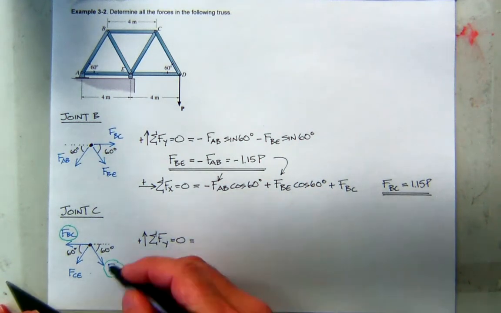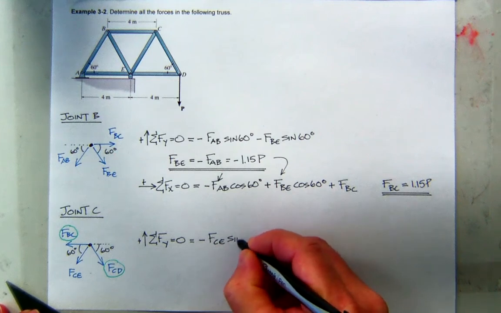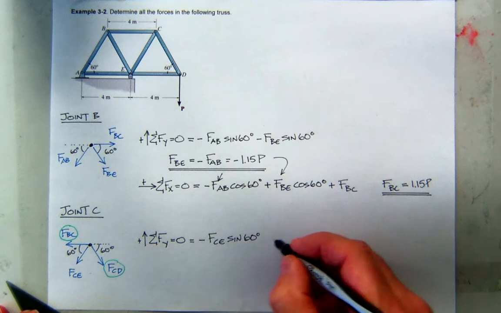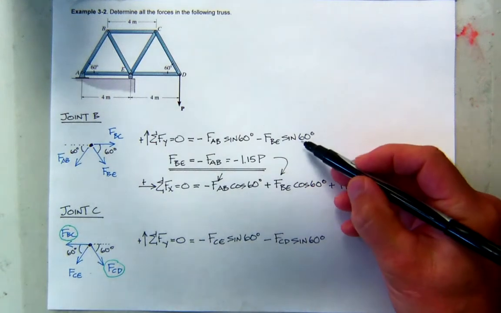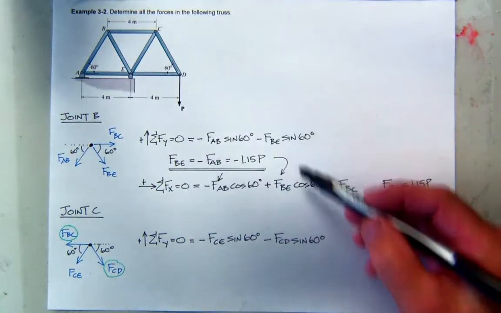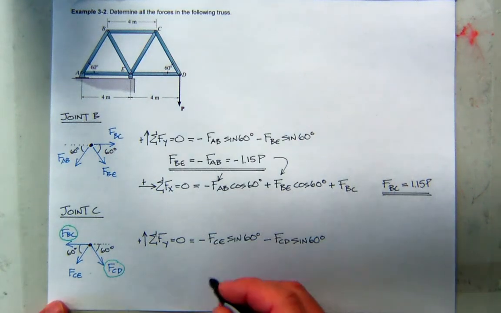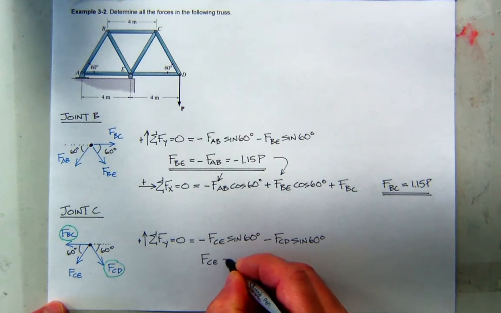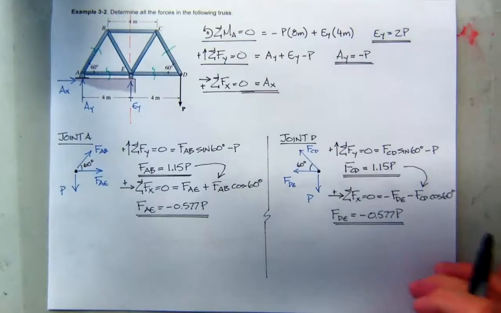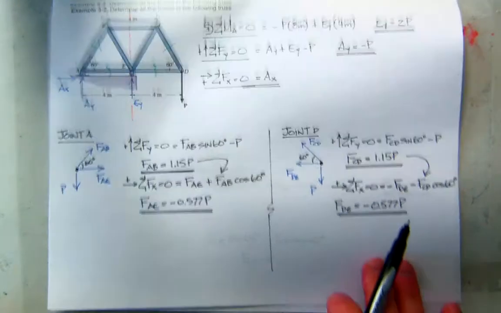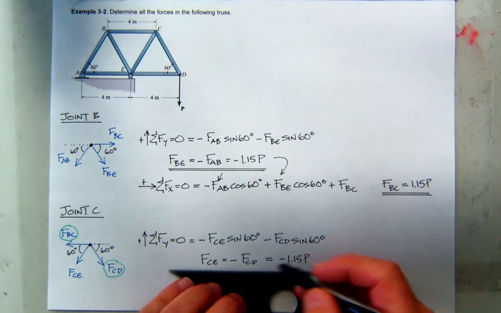So summing forces in the Y direction, both my forces are down. So I'll have minus FCE, and that's going to be sine 60. And then the CD is also down, and that's also sine 60. And if you look at this equation, when we sum forces at joint B and then at joint C, you see they're pretty much the same equation. In fact, we can divide through by sine 60, and you'll get that FCE is equal to minus CD. And what is CD? I have to go back over here. We got CD to be equal to 1.15P. So it's going to be minus that, or minus 1.15P. And we're done.